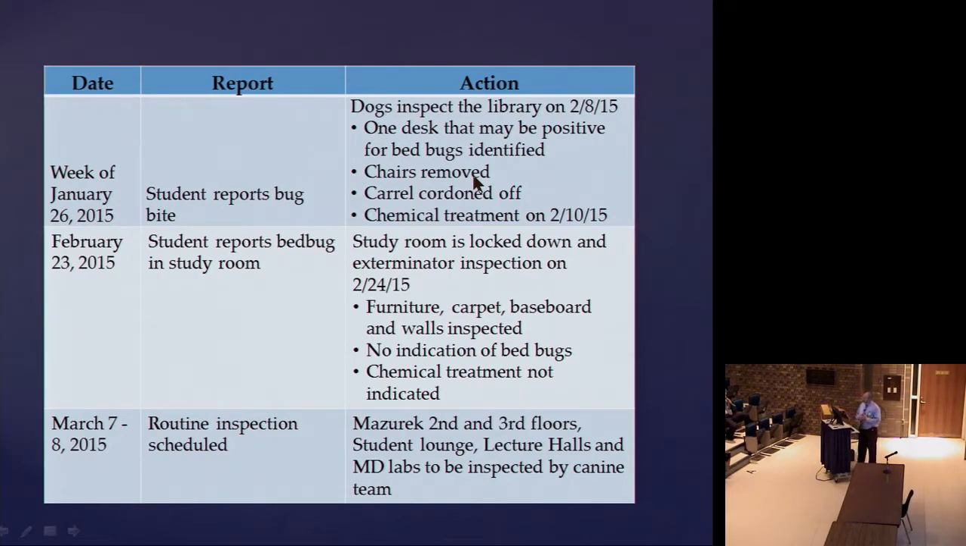Then we rolled out our bug report form. Since that time, we've had one report form come in, and I will give kudos to the student because he actually caught the bug and taped it right to the form. We locked the room down right away on the 24th, and the inspector came in. He looked at the furniture, the carpet, the baseboards, the walls. There were no indication of bugs, and per Ed's recommendation, we did not do any treatment of that area.